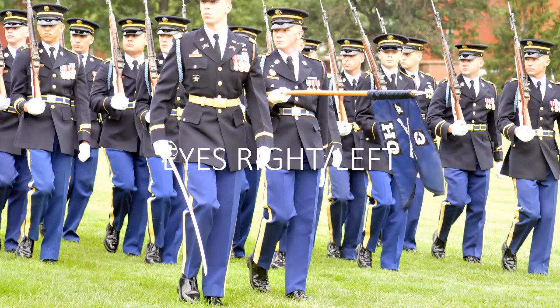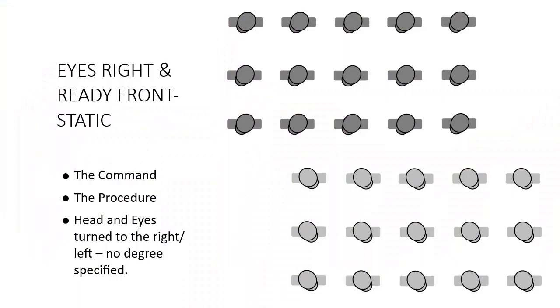Eyes right is a type of salute given by a formation. The command eyes right is given while standing at attention or when marching. When static, on the command, all members of the formation turn their head and eyes to the right, and, when unarmed, the formation commander renders a hand salute.